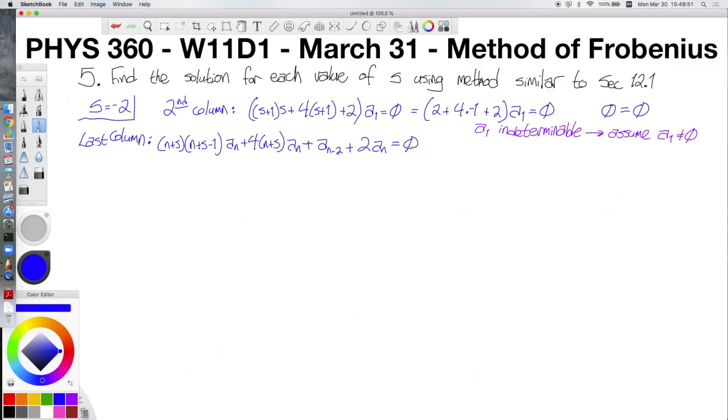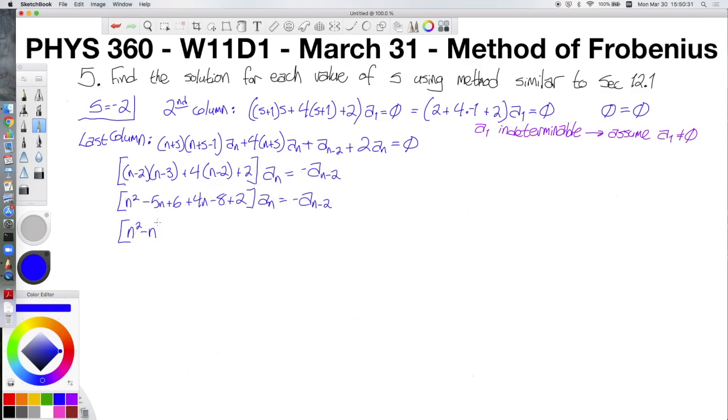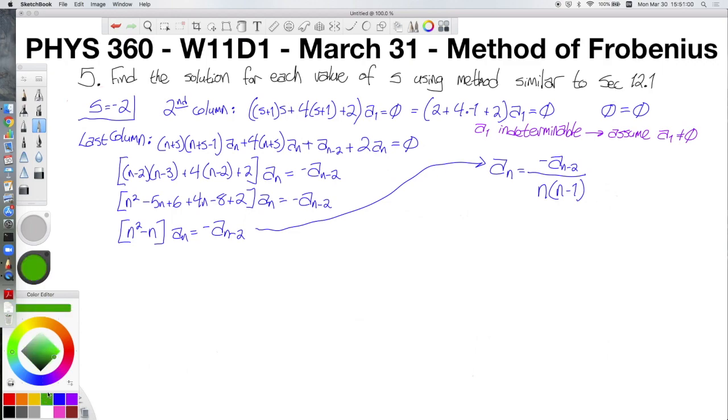So here's what that all looks like, kind of blurring through the math here. At the end of the day, we get n squared minus n times a sub n equals negative a sub n minus 2, or writing this a little bit differently, and I'm going to bring this up here to save some space, we get our general relationship that a sub n is negative a sub n minus 2 over n times n minus 1. So a very similar relationship to before, but slightly different this time around.